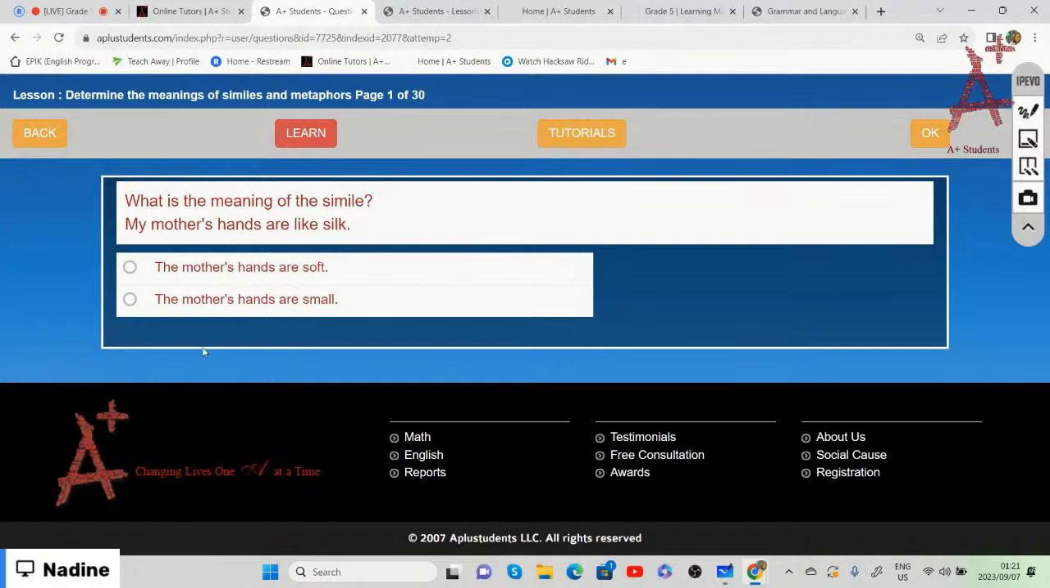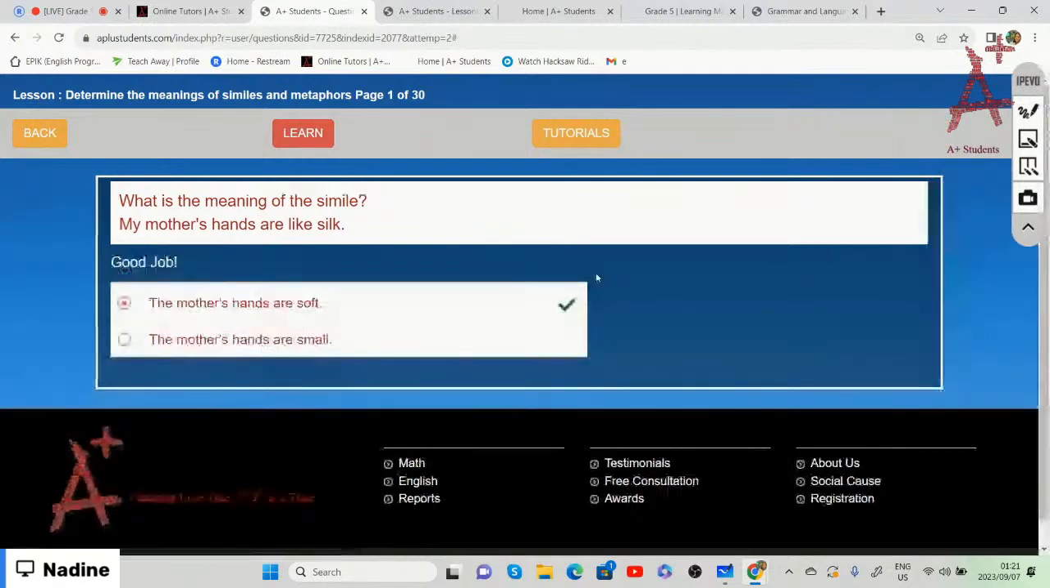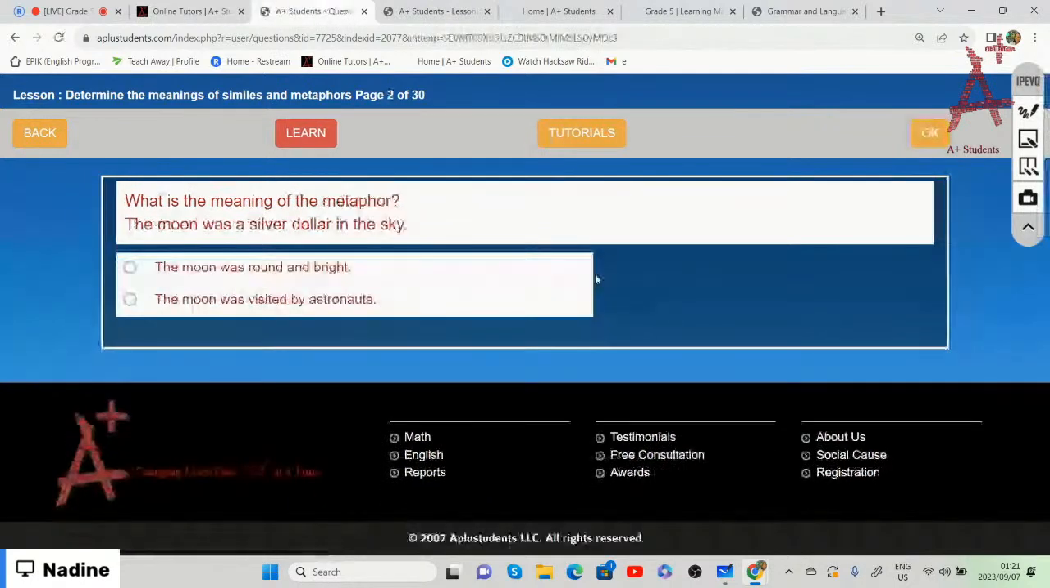Yes. So if we say that my mother's hands are like silk, then we can say my mother's hands are soft, because soft and silky is being compared to one another.